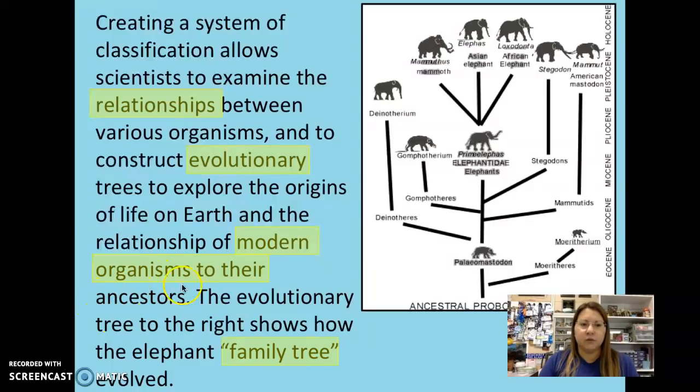If you would highlight this word ancestor as well. So this helps to create a family tree. So if you look at this family tree of proboscideans, we have paleomastodons. Your stem paleo means ancient. Paleomastodons are similar to elephants, oddly enough, because elephants are modern day descendants of paleomastodons.